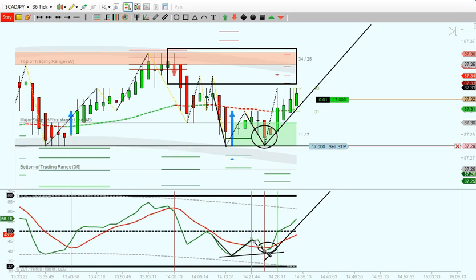Okay, so at this point, we could feel good for a few reasons. First of all, we identified the pattern. The pattern's working. We got a block of buyers below, in that circle right there. We got a block of buyers in that green box right there. We've overcome the 50. So now all we have to do is be patient and let the buyers push price up the rest of the way to our target.